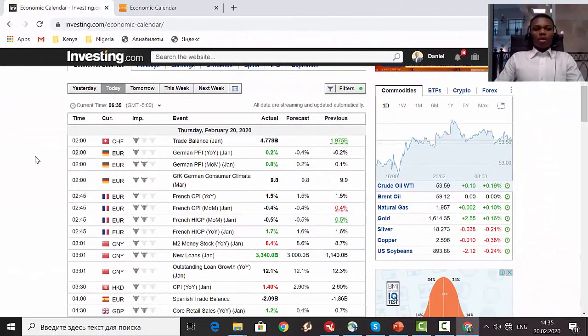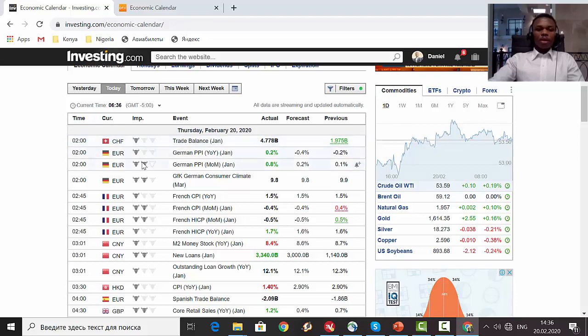Now let's talk about the economic calendar. This is a calendar which shows different events which take place in the financial markets, and how to use it. You can use different sites like investing.com, where you can find, for example, yesterday, today, tomorrow, this week. What are the events that are being expected? The calendar shows the time and the currency that is going to be affected by the event, and how intense the event is.